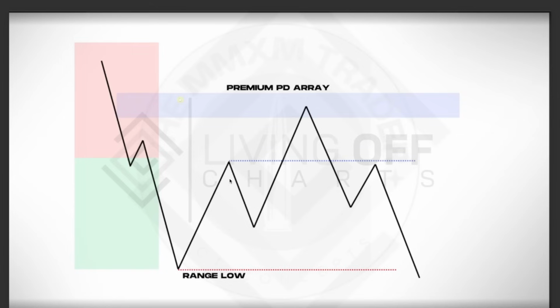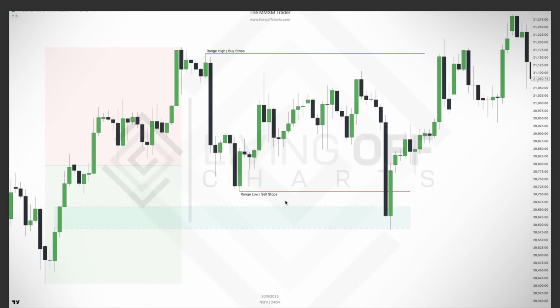Bearish schematic, same thing here, premium PD array. Let's say this is Tuesday, Wednesday. This would be Wednesday, Thursday here, right? And we're looking for the range low as a weekly target. Okay, into our first example here on the NASDAQ. What we have here is exactly this.